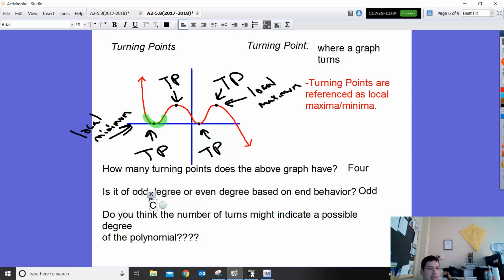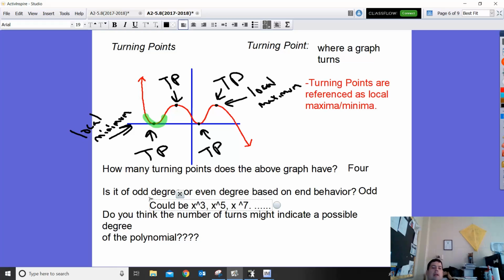That means it could be an x to the 3rd, an x to the 5th, x to the 7th, whatever, right? Just something with an odd power. It could be any of that. Now, I'm going to tell you right now, there is a relationship between turns and power of the degree.